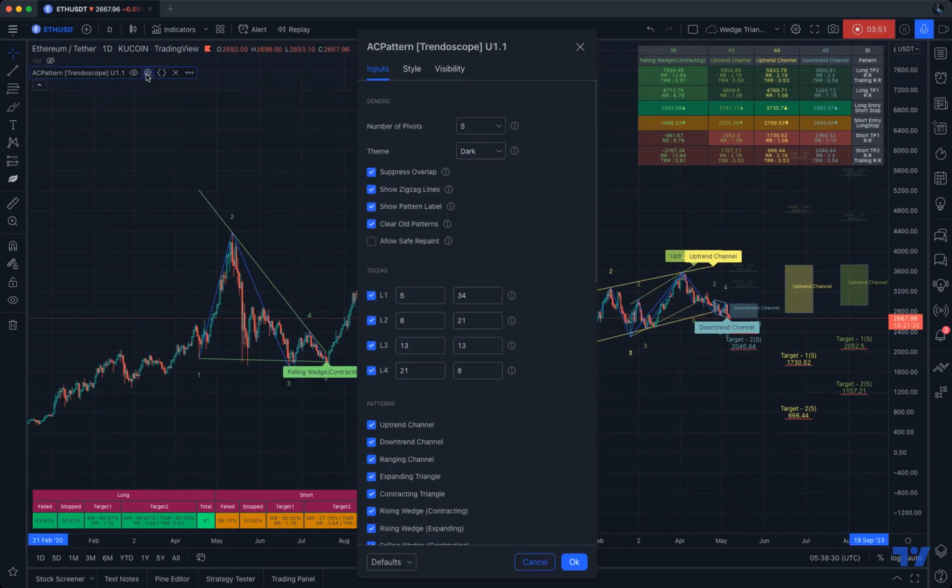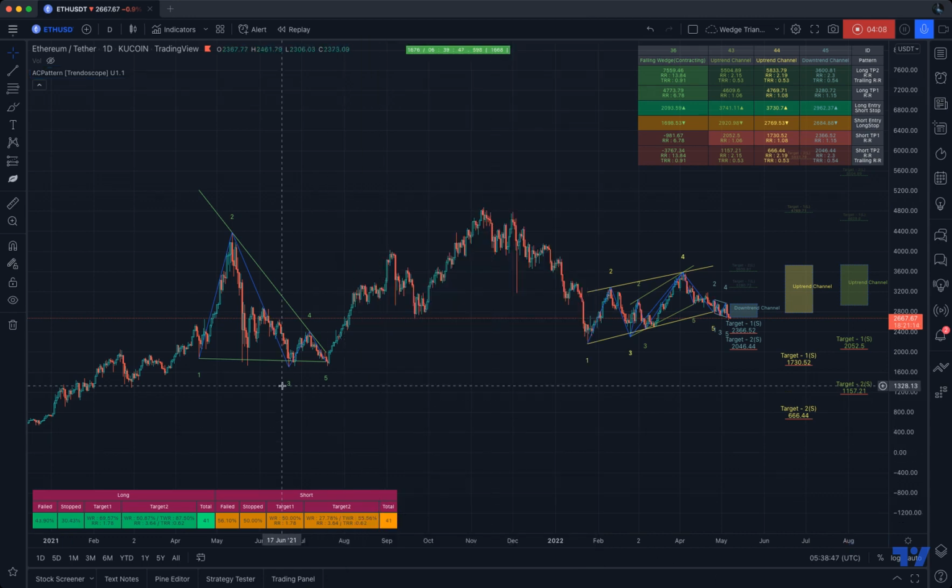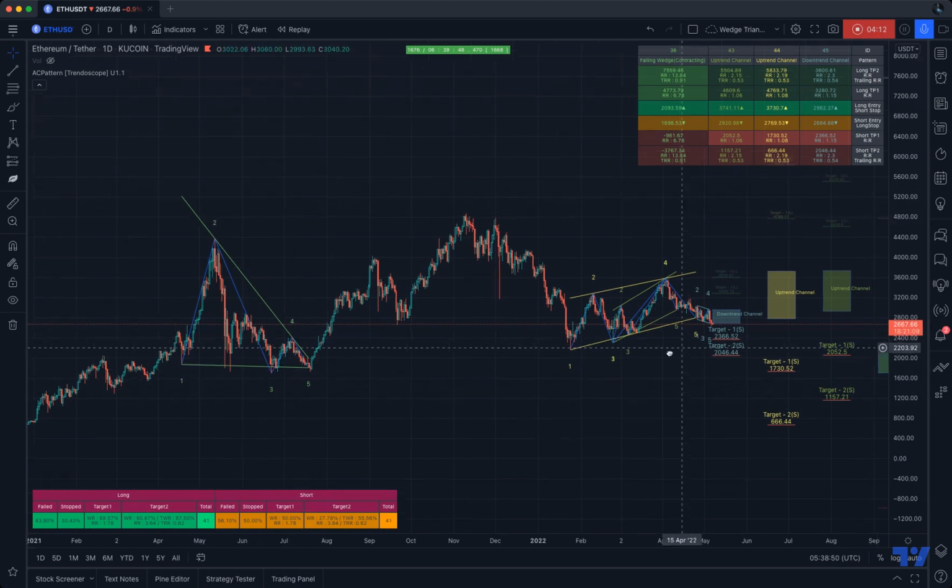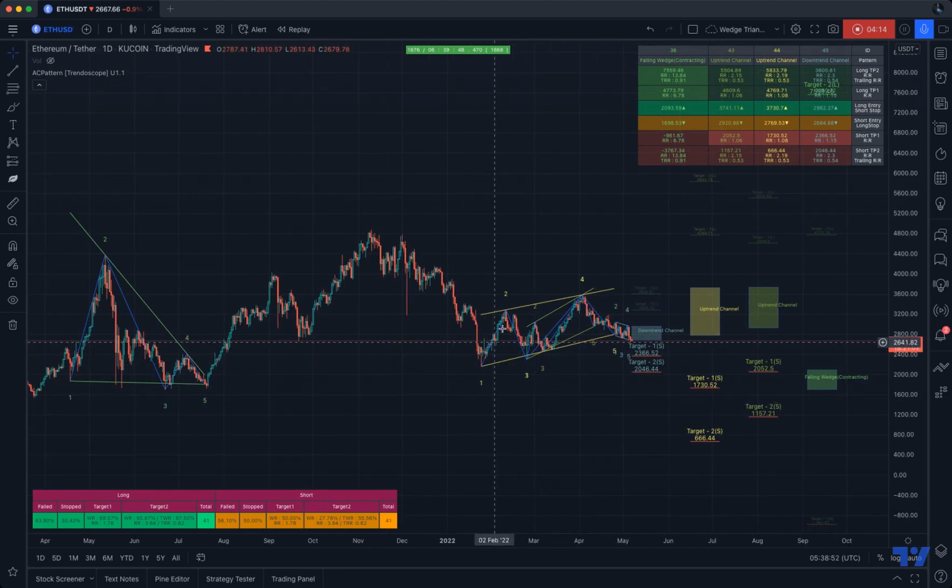To make the chart a little bit clearer, let me disable this show pattern label, but I'll still keep the zigzag lines. And that's because the next thing to discuss is the number of pivots. Now, you've seen this has 5 pivots to form this pattern: 1, 2, 3, 4, 5. And if you look at the other patterns here, it's similar: 1, 2, 3, 4, 5.